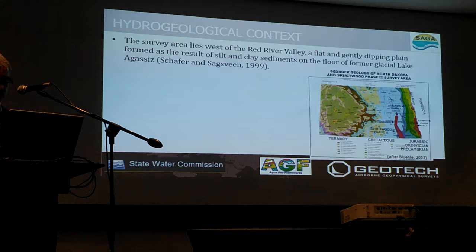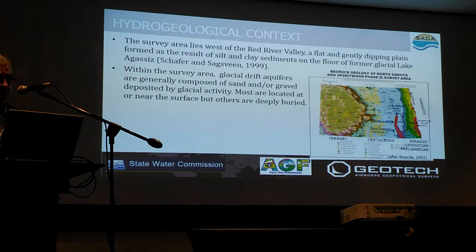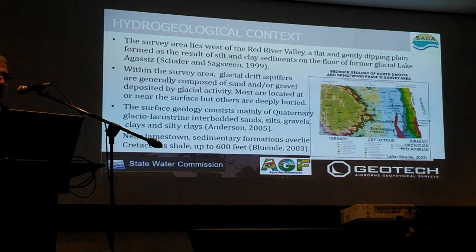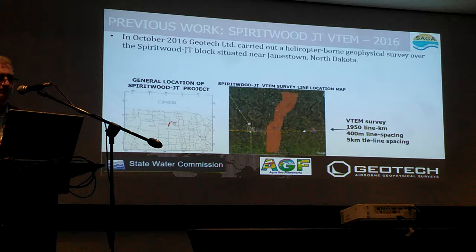Within the survey area, glacial drift aquifers are generally composed of sand and gravel deposited by glacial activity, and most are located either near the surface or deeply buried. The surface geology is mainly Quaternary glacial lacustrine interbedded sands, silts and gravels, but there's also clay till and silty clay. So the aquifer material is resistive and the surrounding material is conductive because it's clay, so they stand out quite nicely. There are sedimentary formations near Jamestown that overlie Cretaceous rocks, up to 600 feet deep, as I showed. So in 2016, we carried out this survey in Jamestown.